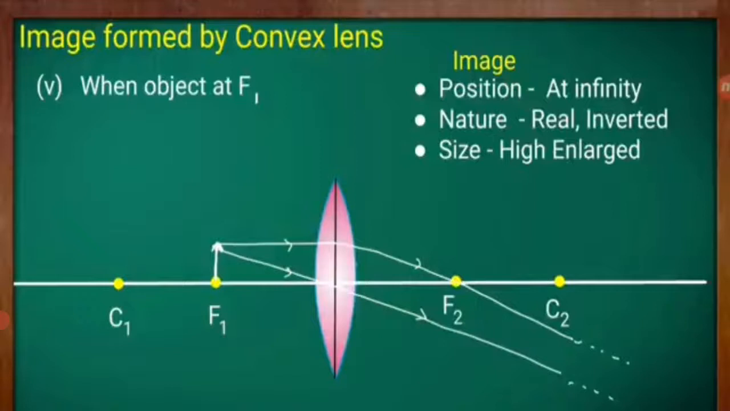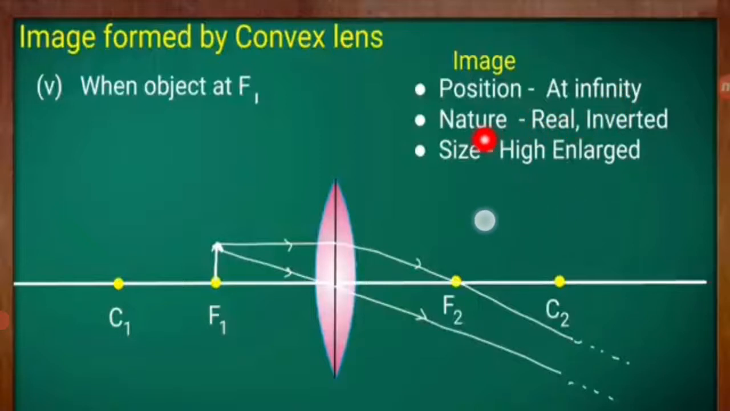When the object is at F1, here also we are considering a line which is parallel to the principal axis. It has to come passing through F2, and the other line is passing through the optic center. So when you just extend those two lines after refraction, you can observe that there is no image formation here. That means the two lines are not meeting. We will consider they are going to meet at infinity. Therefore the image is at infinity.